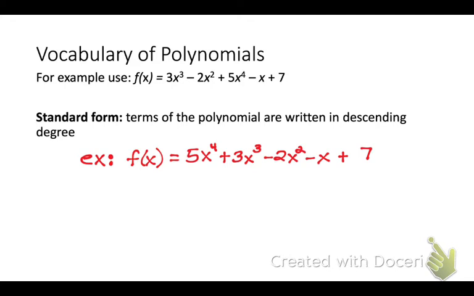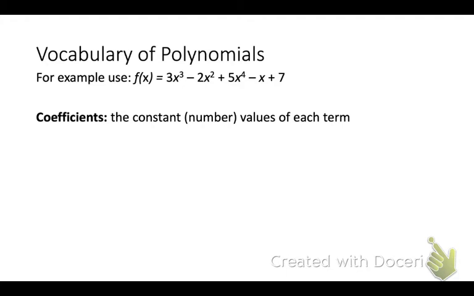Can we put something in standard form? Yes, hopefully. Shouldn't be anything brand new for us. Coefficients: if I asked you what the coefficients of each of the terms are, would you be able to give them to me? Coefficients are the constant values of each term, the numbers that are not ever changing. Your coefficient of this monomial would be 3. Your coefficient here would be negative 2. Here, 5. Here, negative 1. And here, 7.